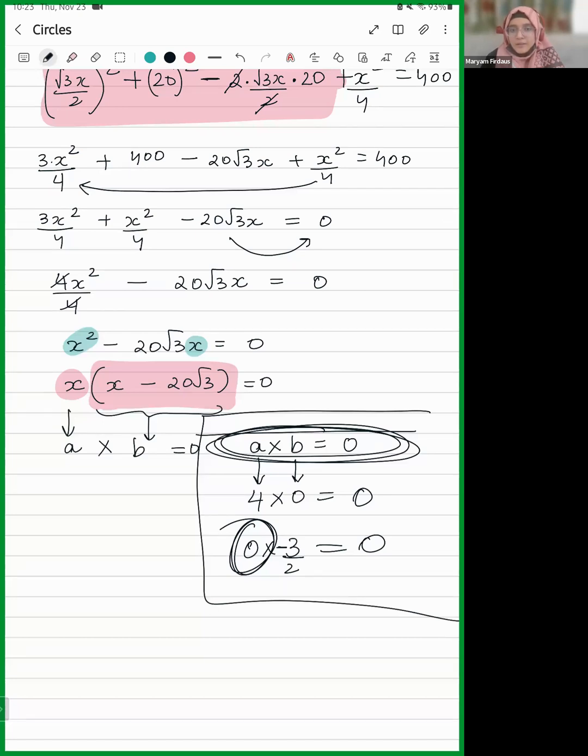Are you getting this? Yes, students, are you understanding this? If not, tell me, I'll repeat.